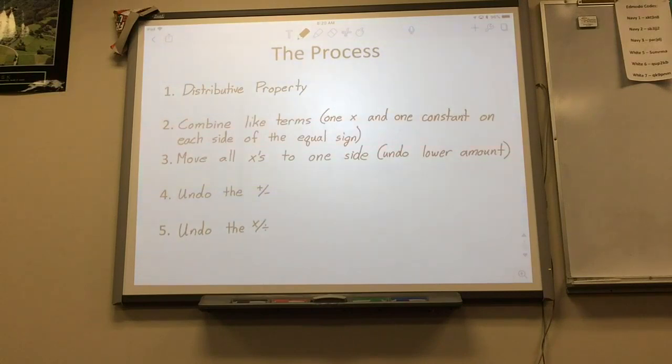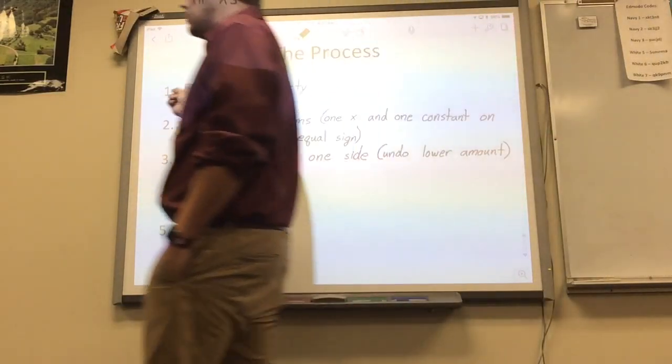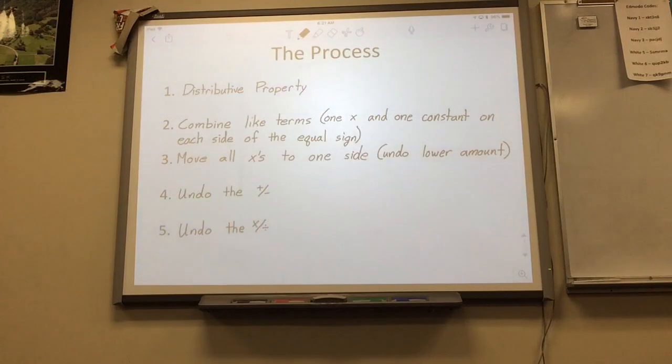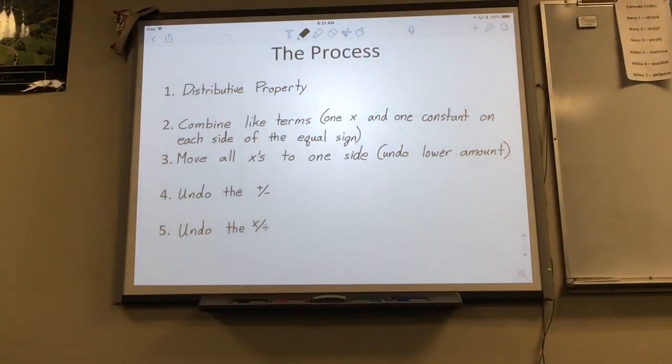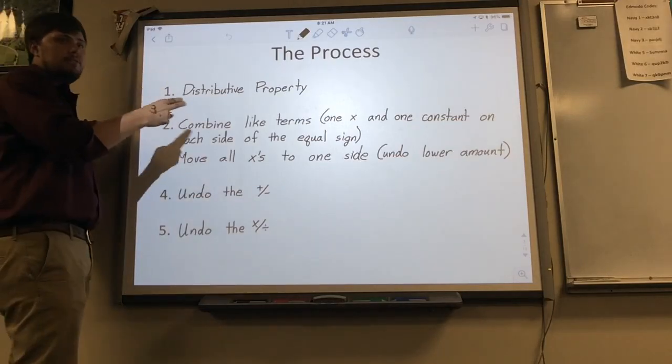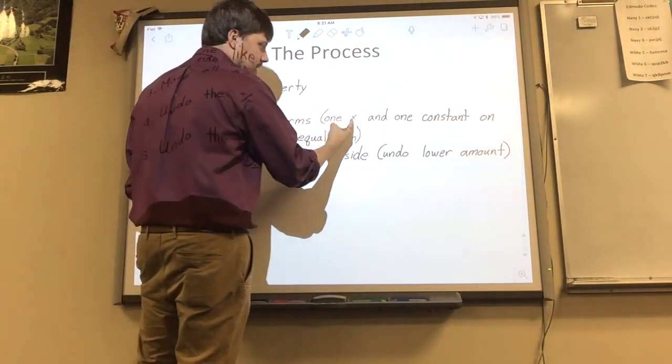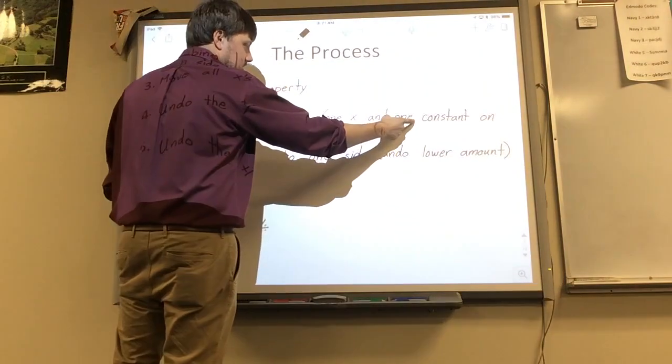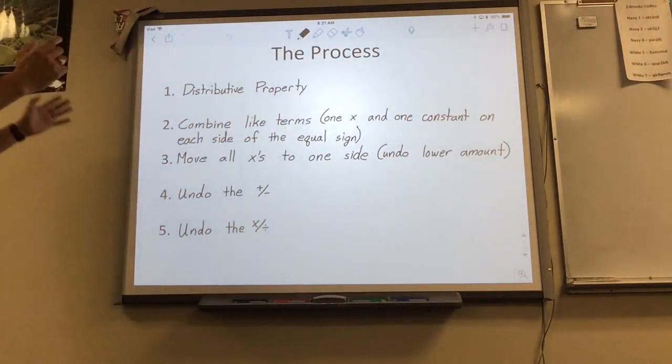This is the process to solve most problems in my class. You do this exact same process, you'll get it right. Most of the problems in my class, if you do this, you will get it right. First thing we do is distributive property. So we look for parentheses. Okay, once we get rid of the parentheses, we combine like terms on each side of the equal sign. So one x, or one variable, and one constant, or one number on each side. So one x and one number on each side of that equal sign.